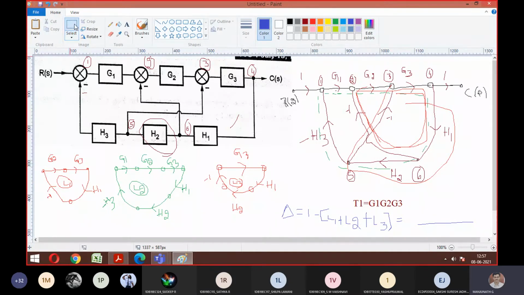So from that you can conclude the problem with the formula C of S by R of S equals T1 into delta 1 divided by delta. If you calculate that, you are going to get the answer as G1, G2, G3 whole divided by 1 plus G2, G3, H1 plus G3, H1, H2 plus G1, G2, G3, H1, H2, H3. I'll show the answer. Is it understood, everyone? Yes, sir. I will just show the answer for you.